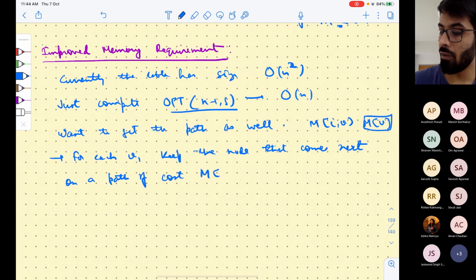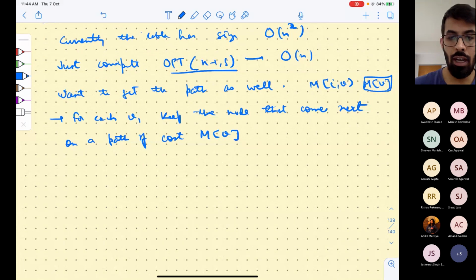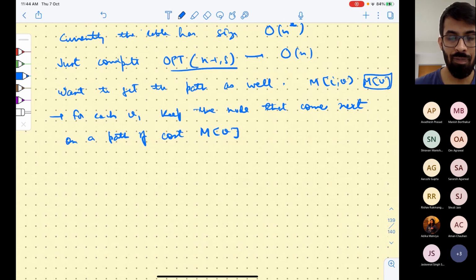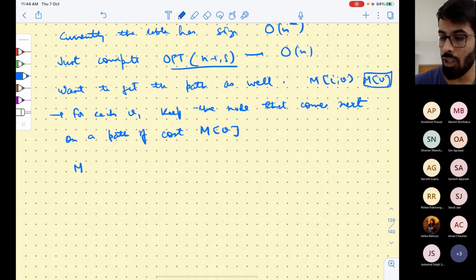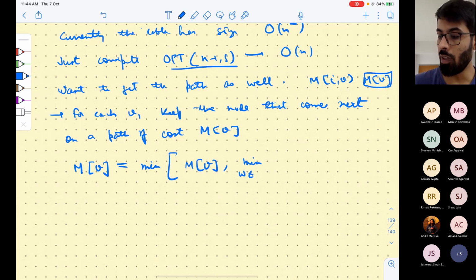cost M of v. If we only keep M of v, how are we updating simultaneously? Just wait for a moment. What does M of v mean? M of v is the minimum over the previous value of M of v, and the minimum over W, only outgoing edges from v, of C of VW plus M of W. And you just do this n minus 1 times.